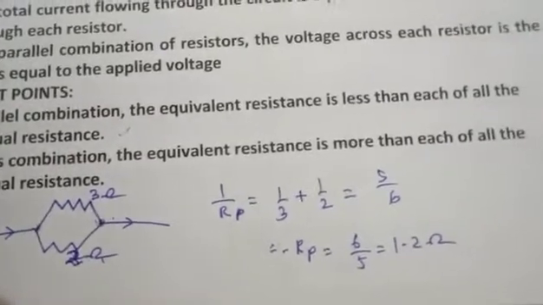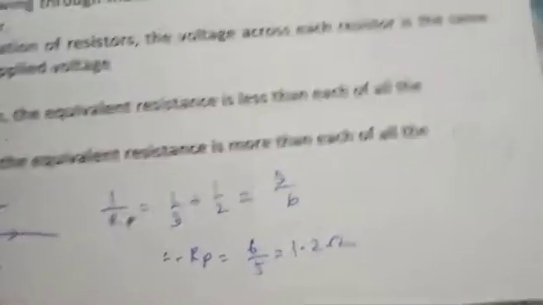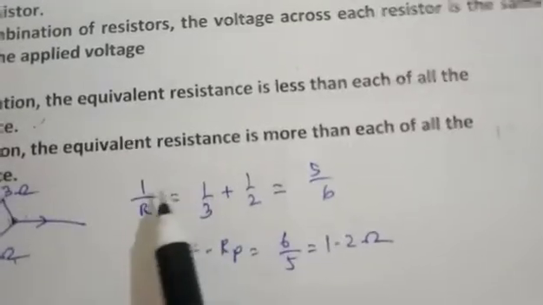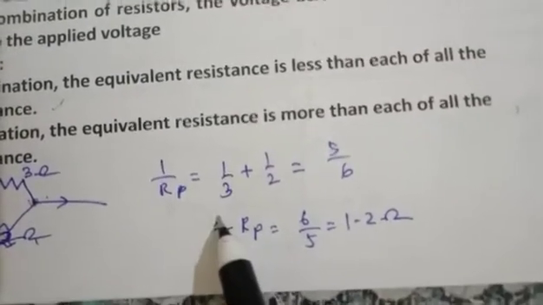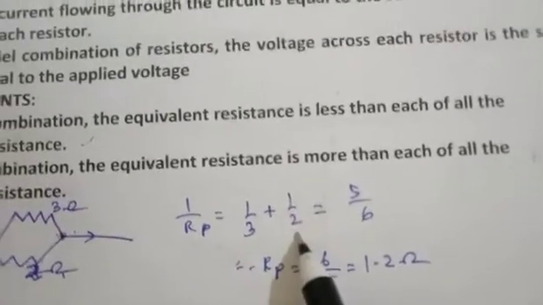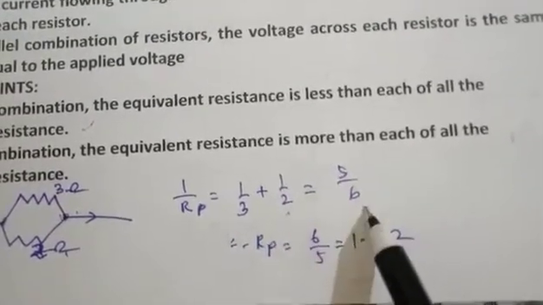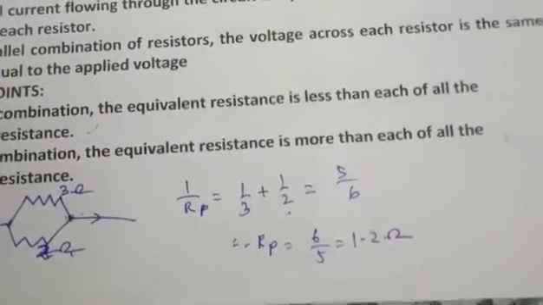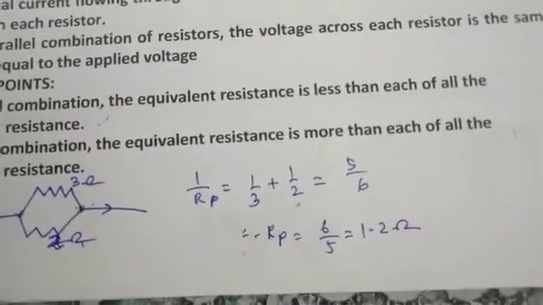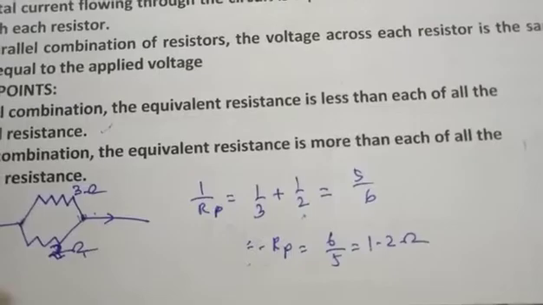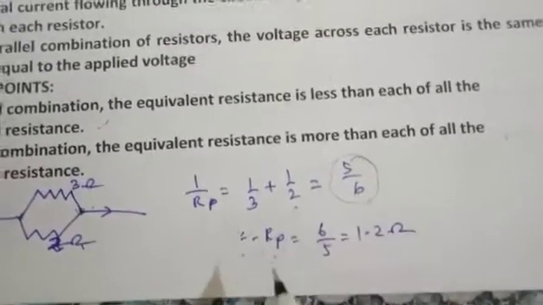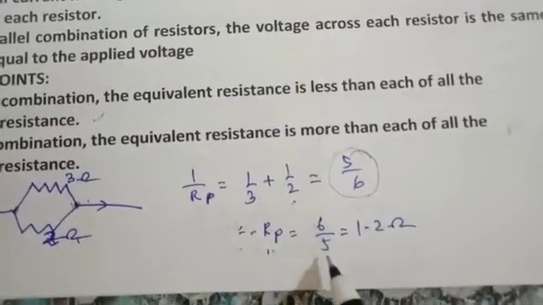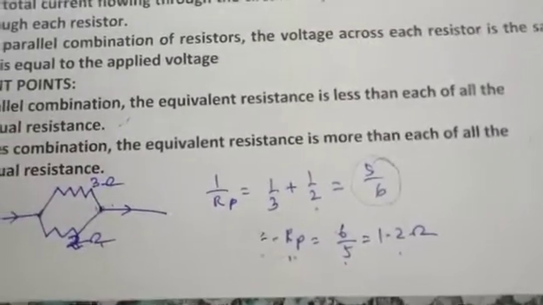So on the basis of the parallel combination, if we want to find out the equivalent resistance, the formula is 1/Rp is equal to 1/3 plus 1/2. Solving, we will get 5/6. Now, this is the most important step here. We need to find the value of Rp. Therefore, we will take the reciprocal of this answer. That is, Rp will be equal to 6/5, that is 1.2 ohm.